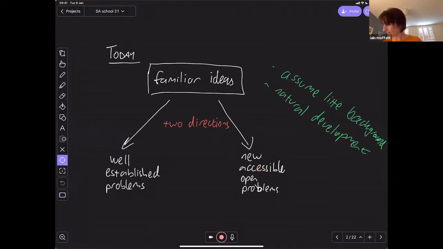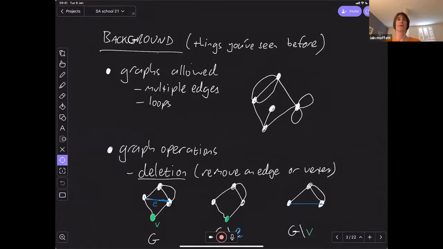Okay, so let's start right at the beginning. So my essential background, these are the things that you know before. First of all, I will say up front that my graphs are always going to be allowed multiple edges and also loops as well. So I'm not just considering simple graphs, and the fact that I can have loops in particular is really important to recording topology.